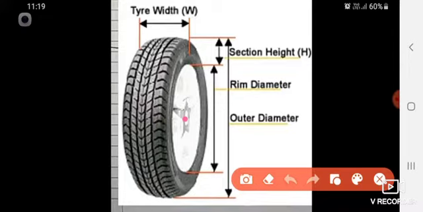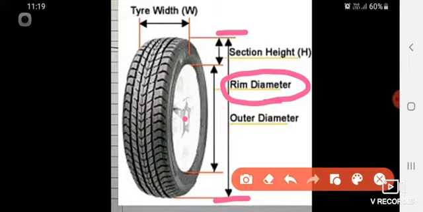From here to here we have the rim diameter. It is very important, because the rim diameter is the inner circle or bead circle, or we can say the smallest circle of a tire, which fits in a rim. Then the inner diameter and the outer diameter. Outer diameter minus rim diameter gives the section height. Section height means the height of a particular tire.